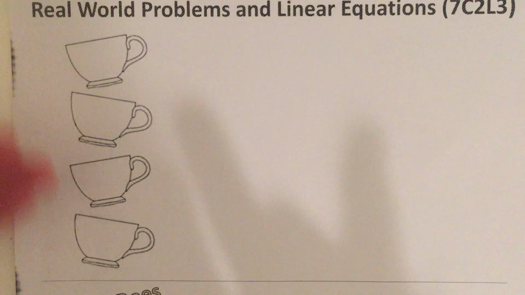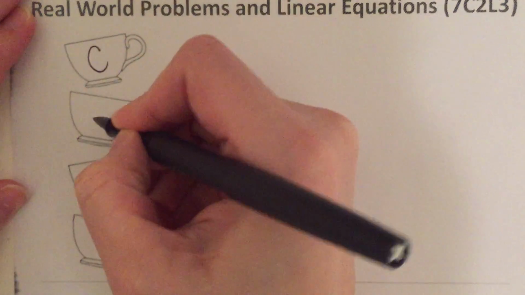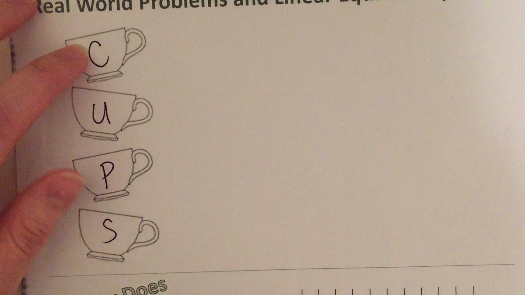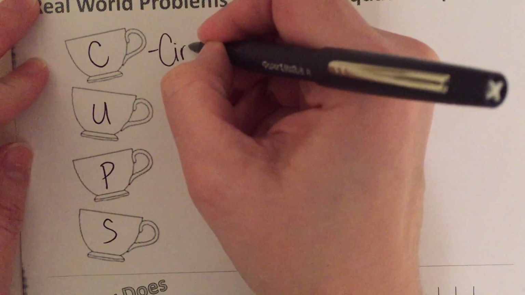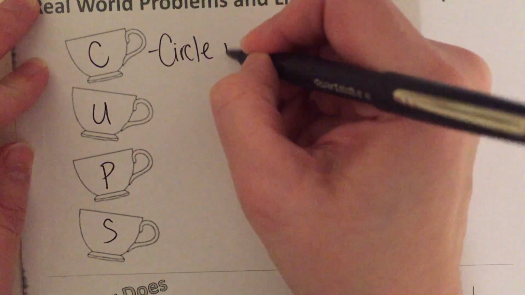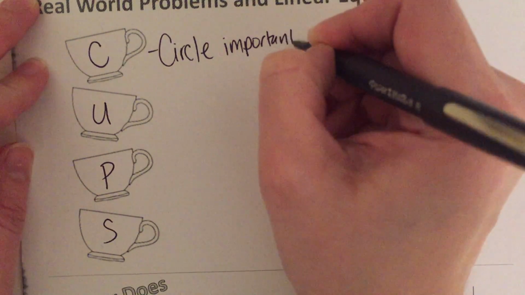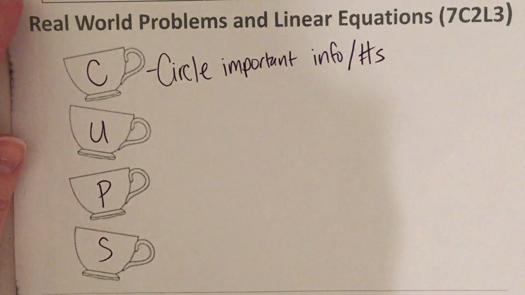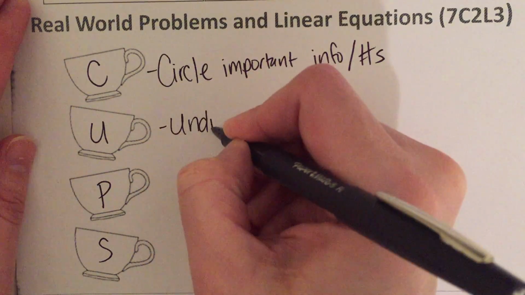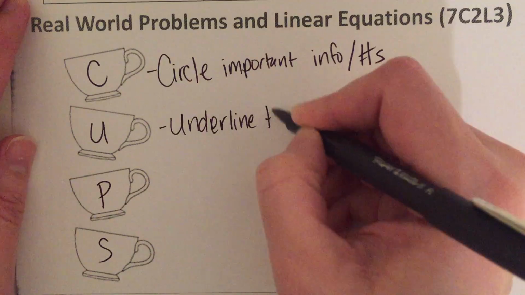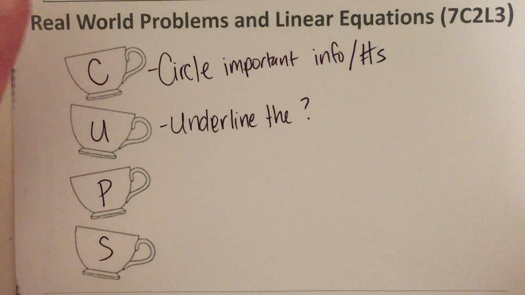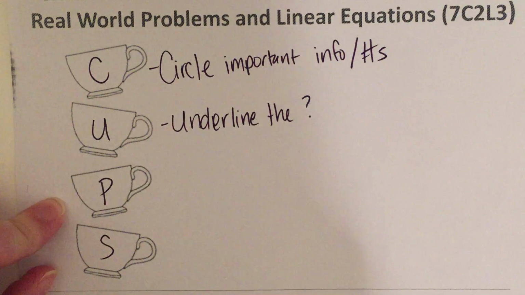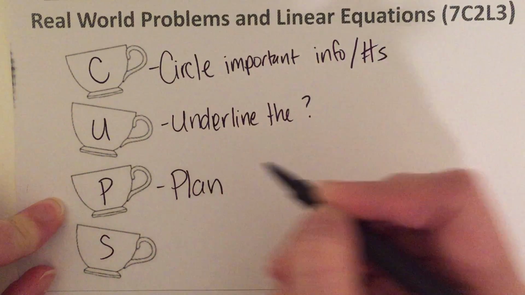And we know that, just as pictured, we're going to label this as cups. Now, C is always going to stand for circle important info and numbers. Then U is going to be to underline the question, because we can do all of the work in the world, but if we're not answering the question, then it doesn't really matter. Then P will be to develop a plan.